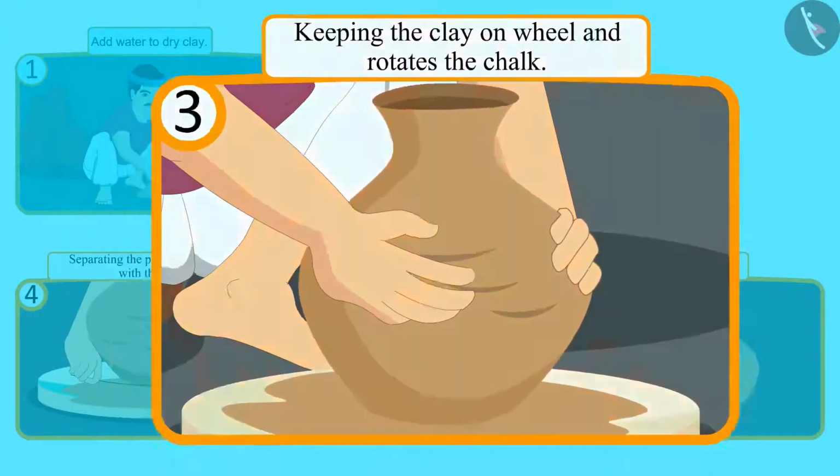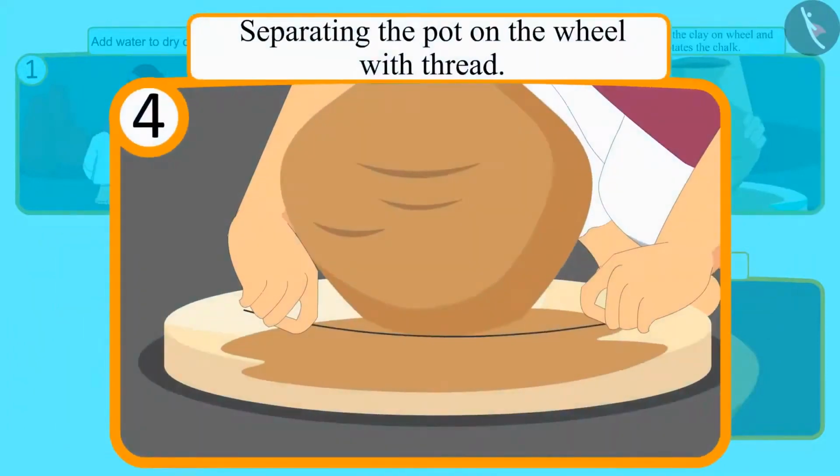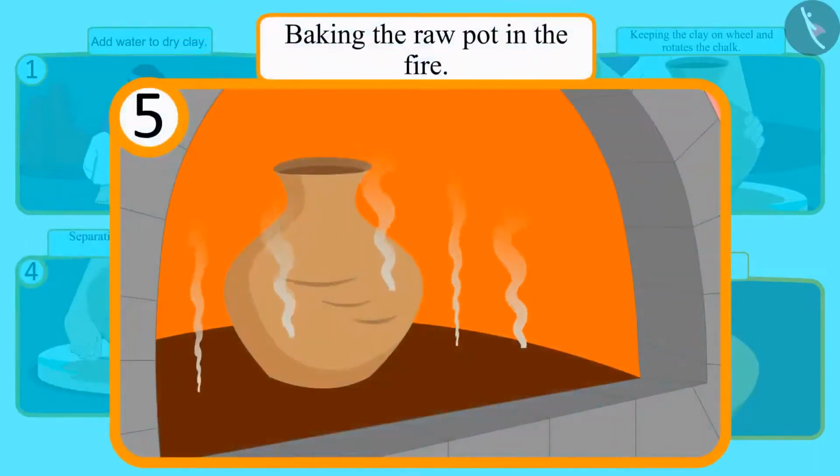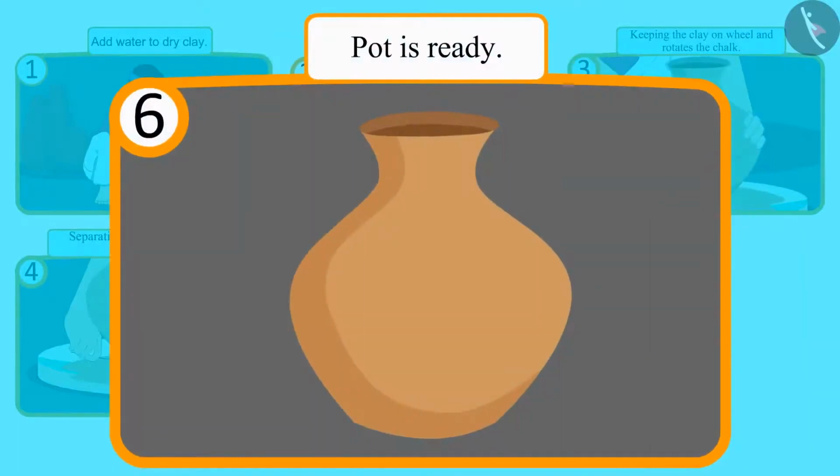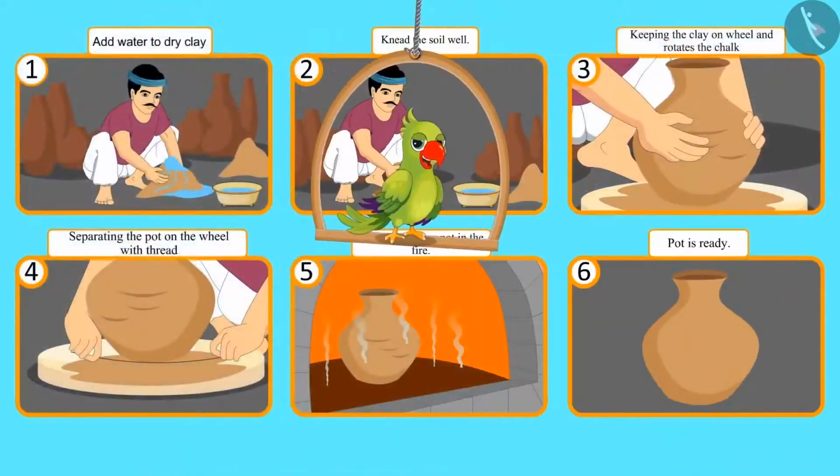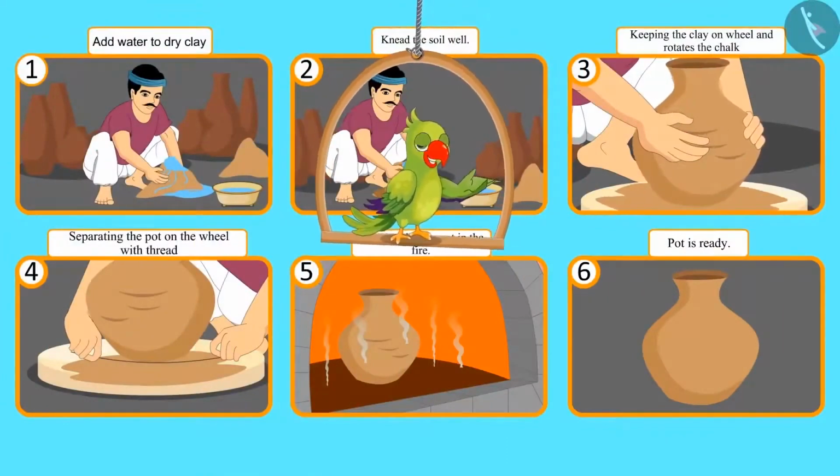And as soon as it comes in shape, he separates the pot from the wheel with the help of a thread. After detaching it from the wheel, the raw pot is baked. And then the pot becomes ready. So children, this was the order of the process of making a pot.